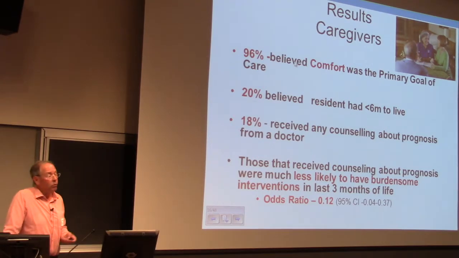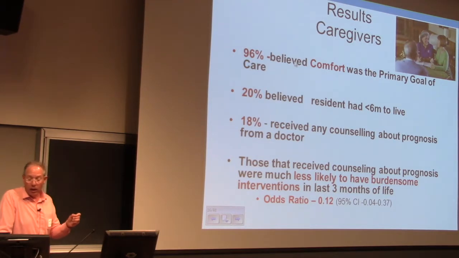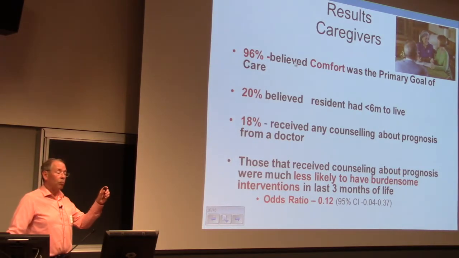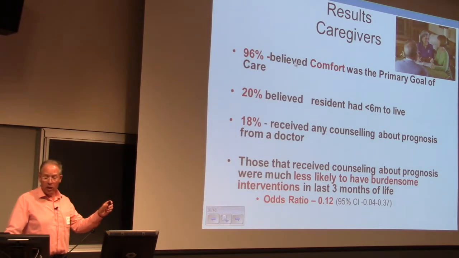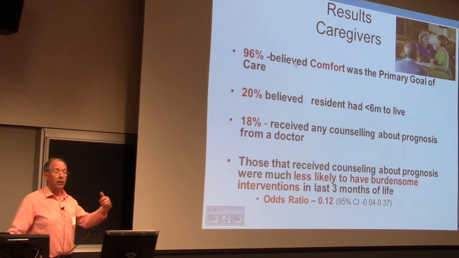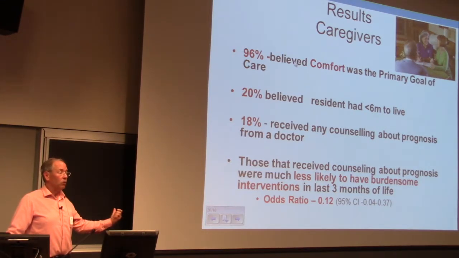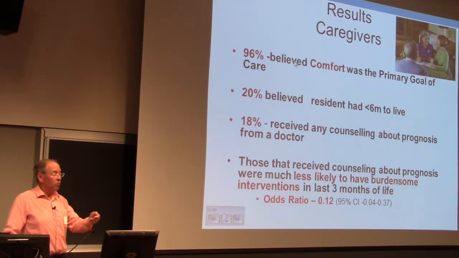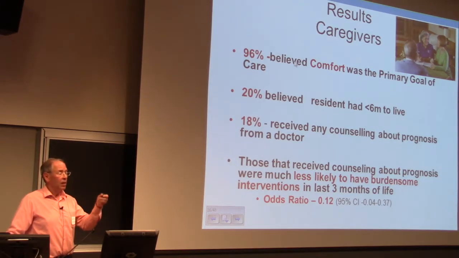And they found that those who had counseling about prognosis were much less likely to have a burdensome intervention. The odds of them having a burdensome intervention in the last 3 months of their lives dropped down to 0.12, so they had about a 12% chance of being transferred to emergency, given IVs, given an NG, compared to the people who didn't. So talking to people about prognosis significantly lowered the risk of them enduring care that's ineffective and may increase their suffering.